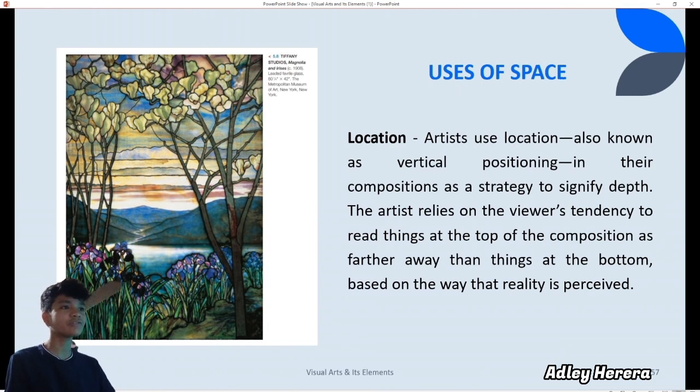Location. Artists use location, also known as vertical positioning, in their composition as a strategy to signify depth. The artist relies on the viewer's tendency to read things at the top of the composition as farther away than things at the bottom, based on the way that reality is perceived. The use of the word signify is purposeful because location does not really create an illusion of space in the same way the other devices do.